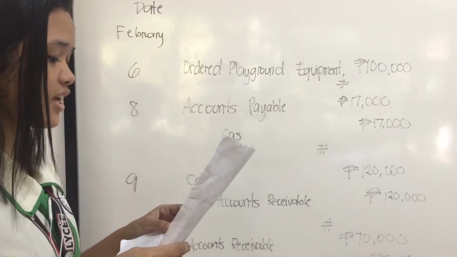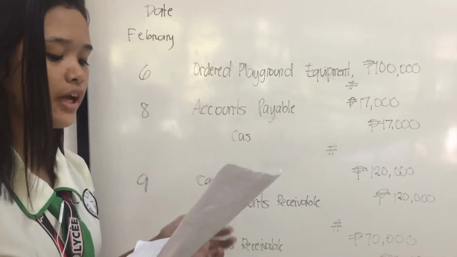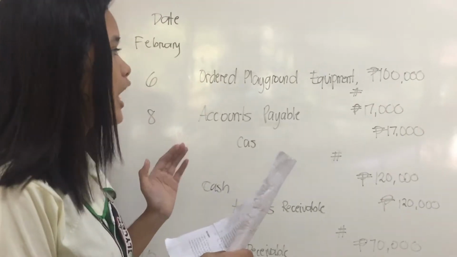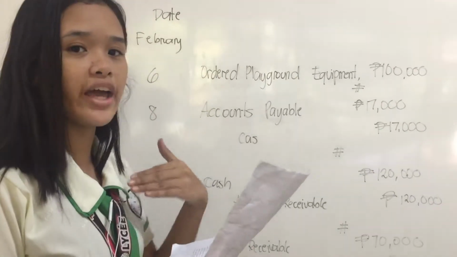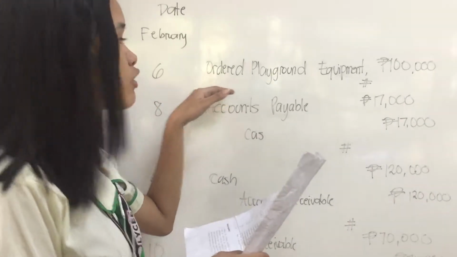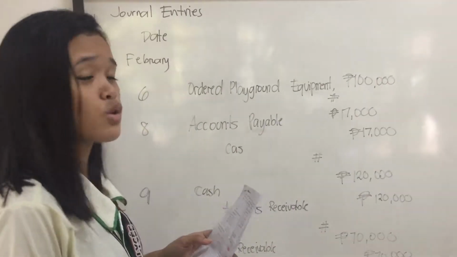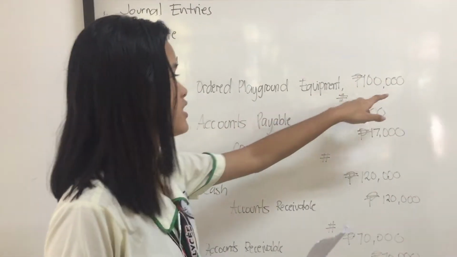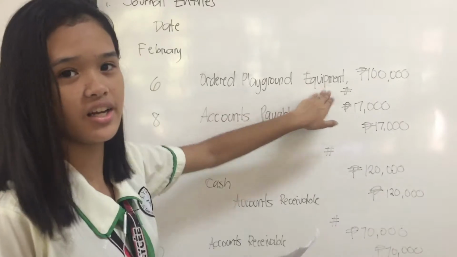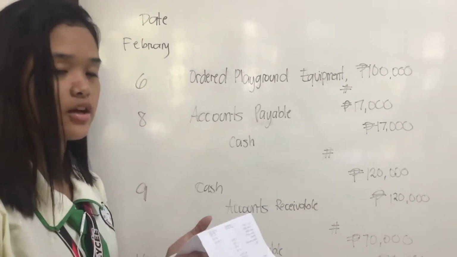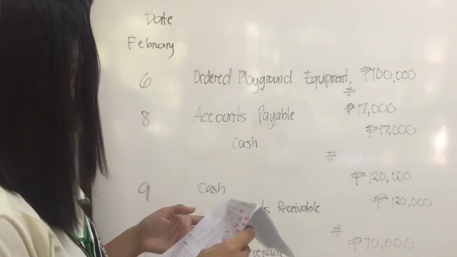On February 6, the transaction is ordered playground equipment of 100,000 pesos. Since you only ordered, you have not received anything and have nothing to give yet. So this is a memo entry. So what you're going to do is you're just going to copy the transaction of 100,000 pesos and then close your entry.